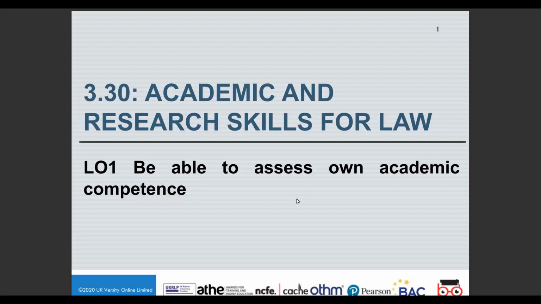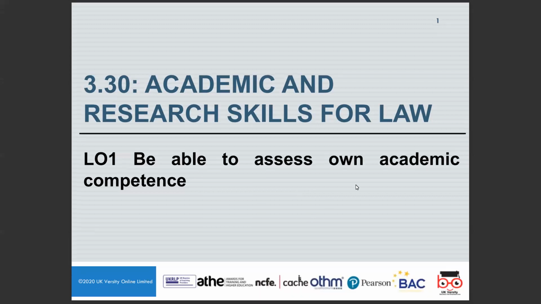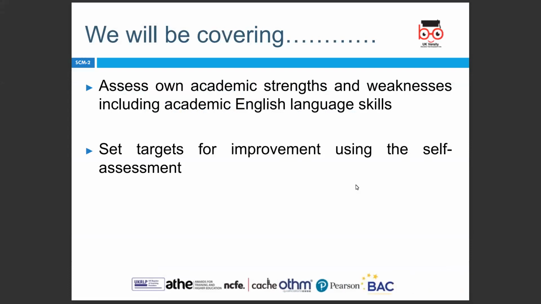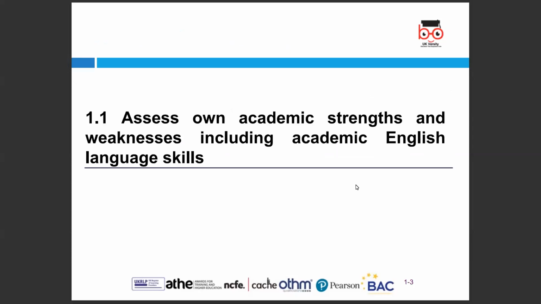So we'll go on now to look at the other elements of learning outcome 1. So we'll be covering assessing our own academic strengths and weaknesses, including academic English language skills. We'll also be looking at setting targets for improvement using the self-assessment. So 1.1, assess own academic strengths and weaknesses, including academic English language skills.